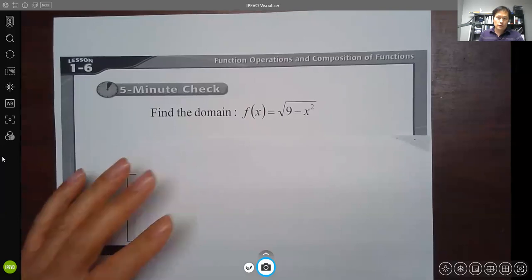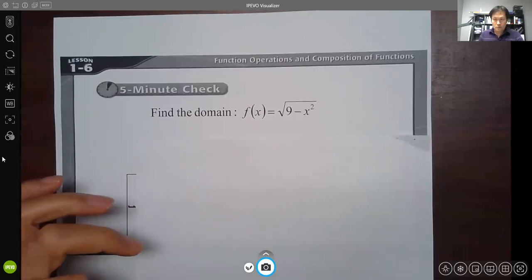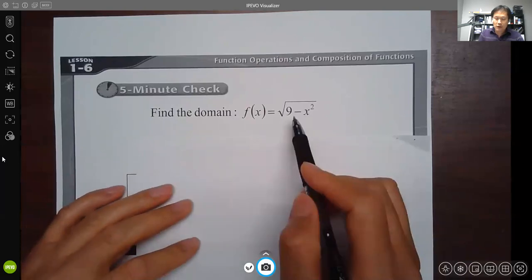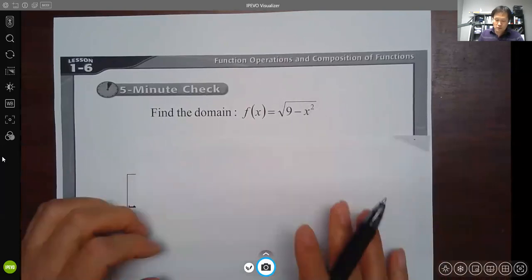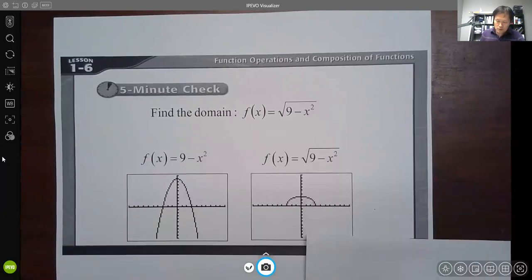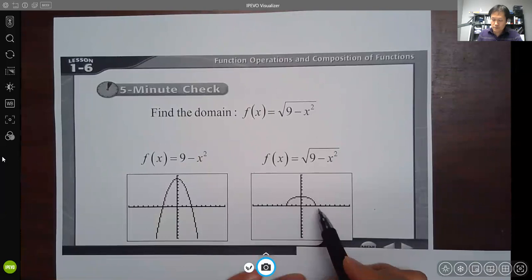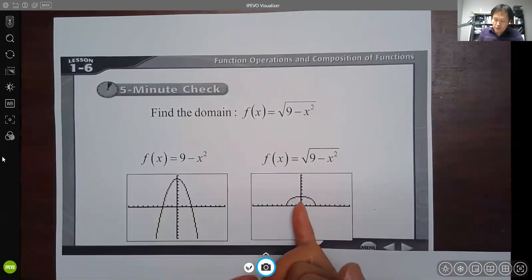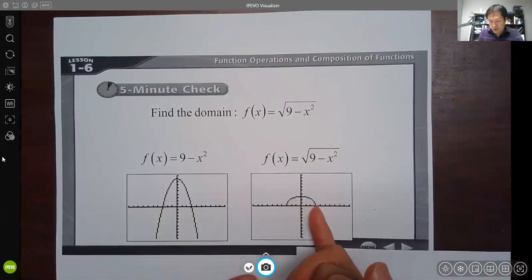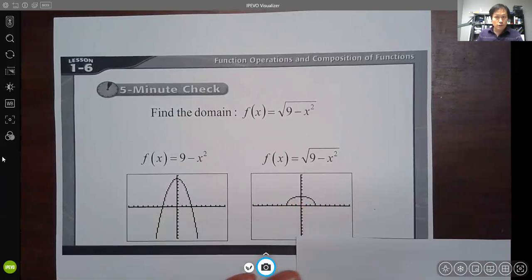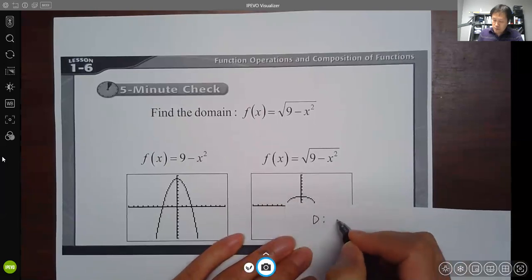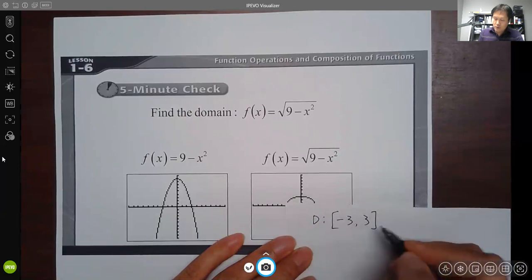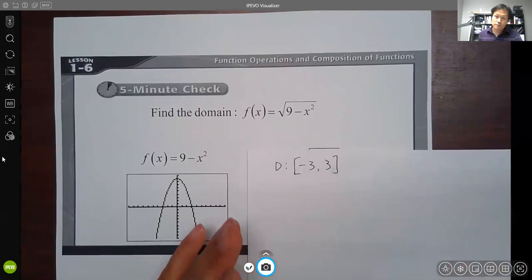If you have a graphing calculator available, you could graph this using the graphing calculator, which will be something like this. And just looking for the domain, how far to the left the graph reaches, how far to the right the graph reaches, you can see from -3 to 3. So if you have a graphing calculator available, this wouldn't be that bad. So the domain will be -3 to 3, solid, solid, you're done.